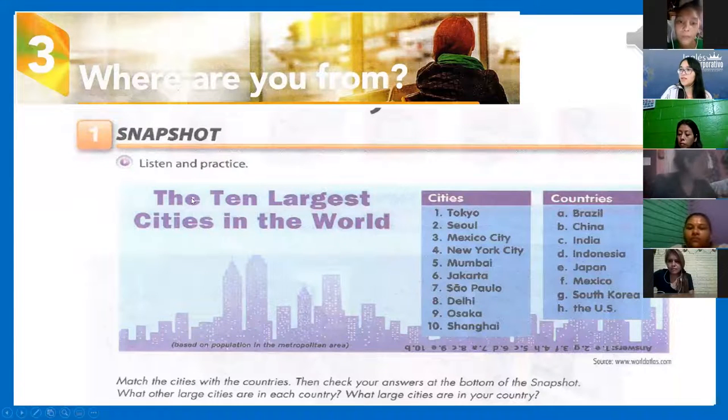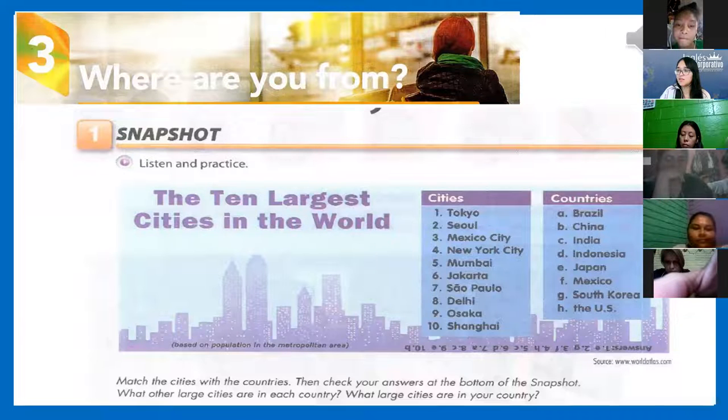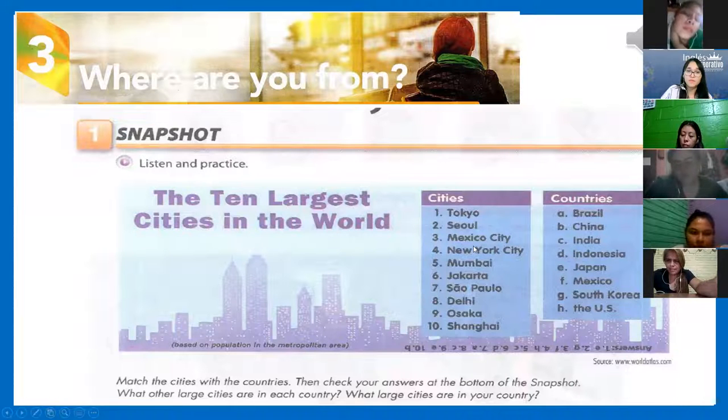Okay, so we have the 10 largest cities in the world. ¿Cuáles son las ciudades más grandes, right, in the world? ¿Cuál creen ustedes que es the biggest or the largest? Seoul. We have Seoul, yes. Then we have which one? What is another one? We have Tokyo. China. We have China. The largest, right? New York City. Sao Paulo. Can be Shanghai. Right. Shanghai. Yes, Shanghai. And what about Tokyo. Mexico City? Mexico City, right.